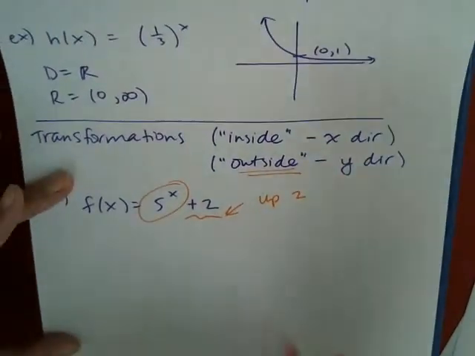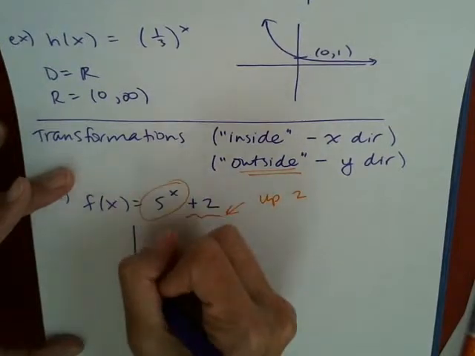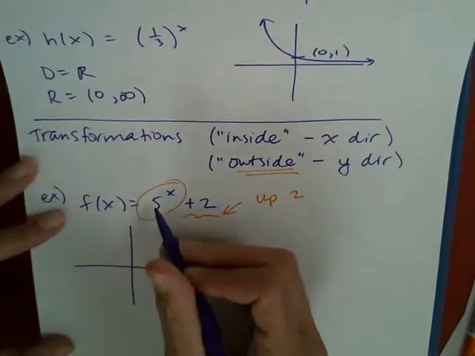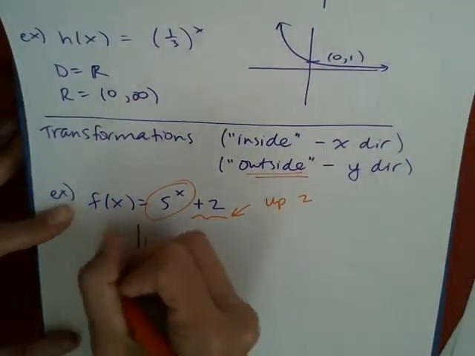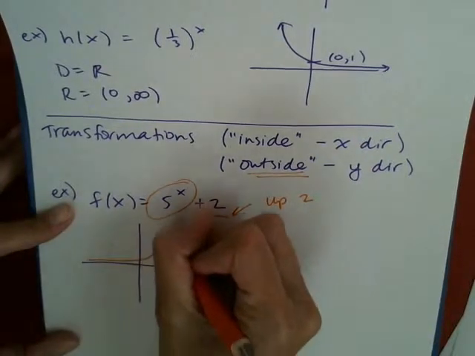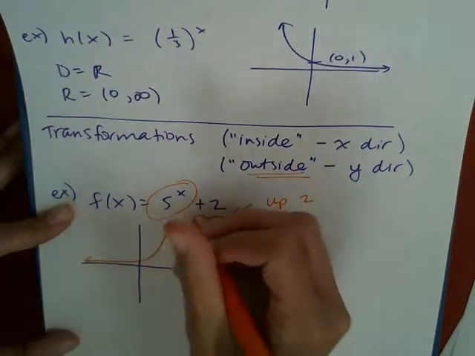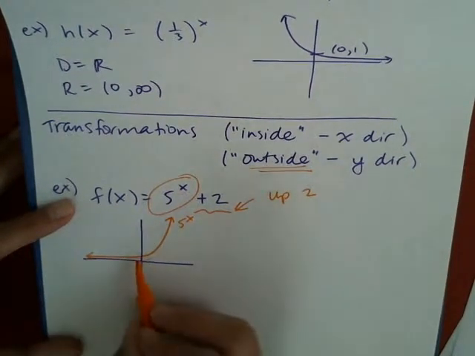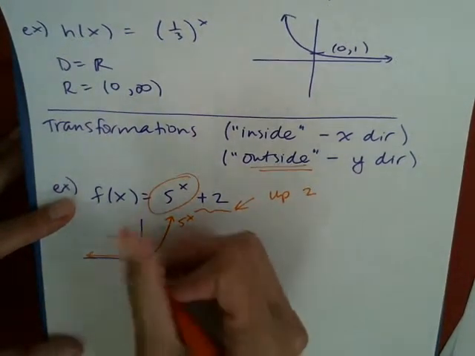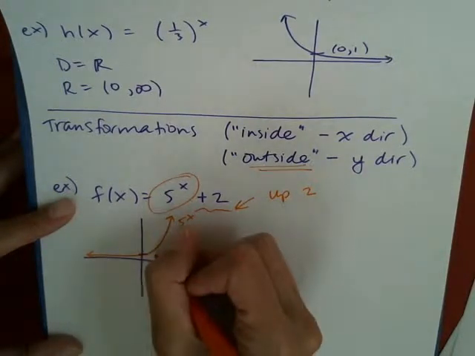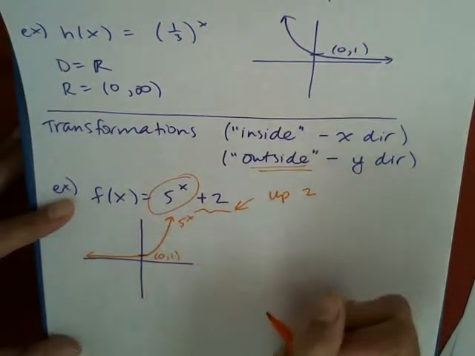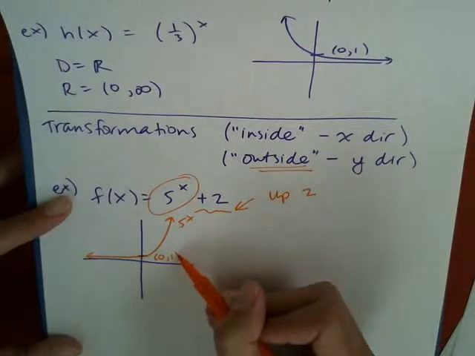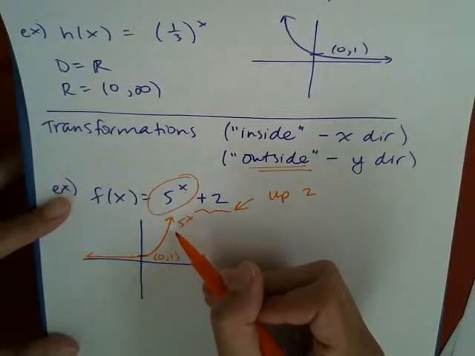I'm going to graph the original function. Let me get myself a grid here. I'm going to graph 5 to the x in orange. Okay, we know what that looks like. There's 5 to the x. My favorite point to use as a reference point is my intercept, because it's the same every time. It's easy to work with. 0, 1. I need to take this point and bump it up by 2.